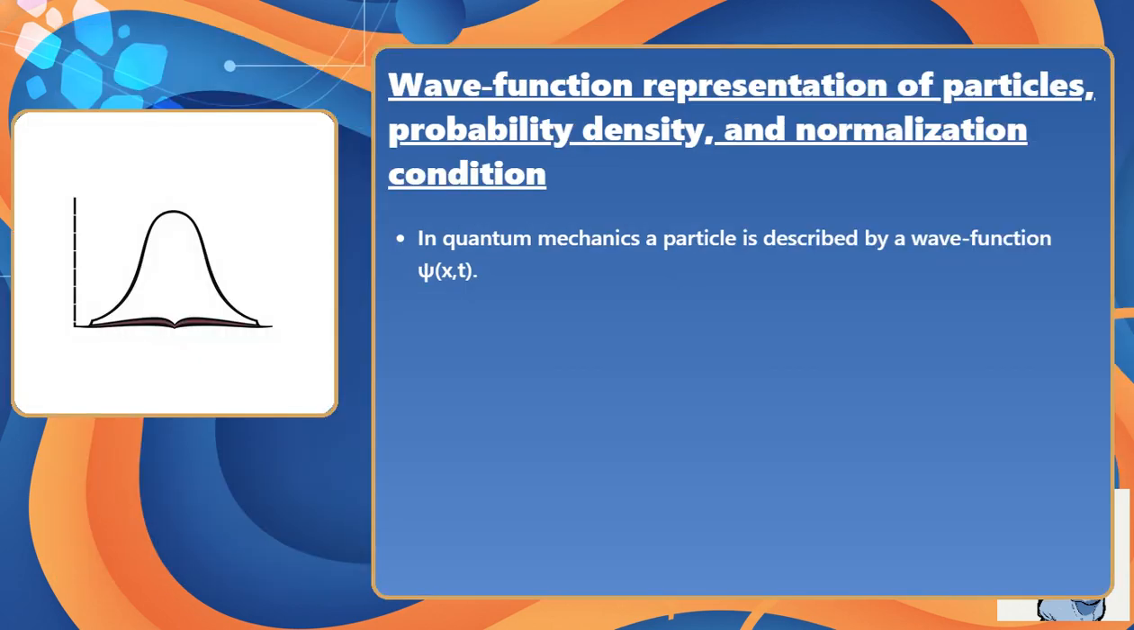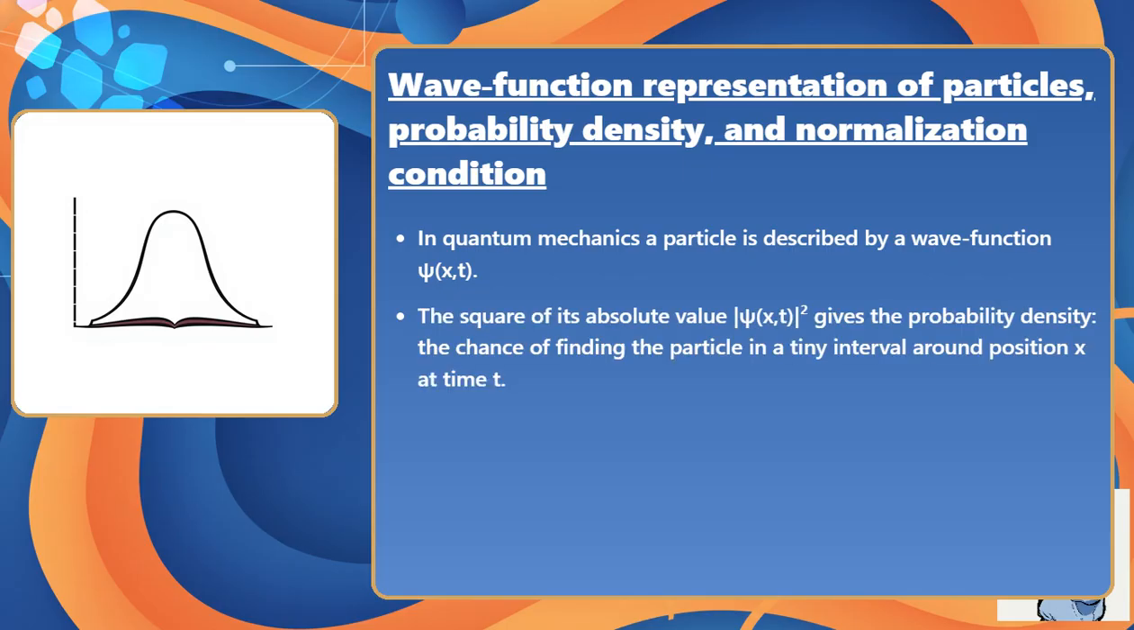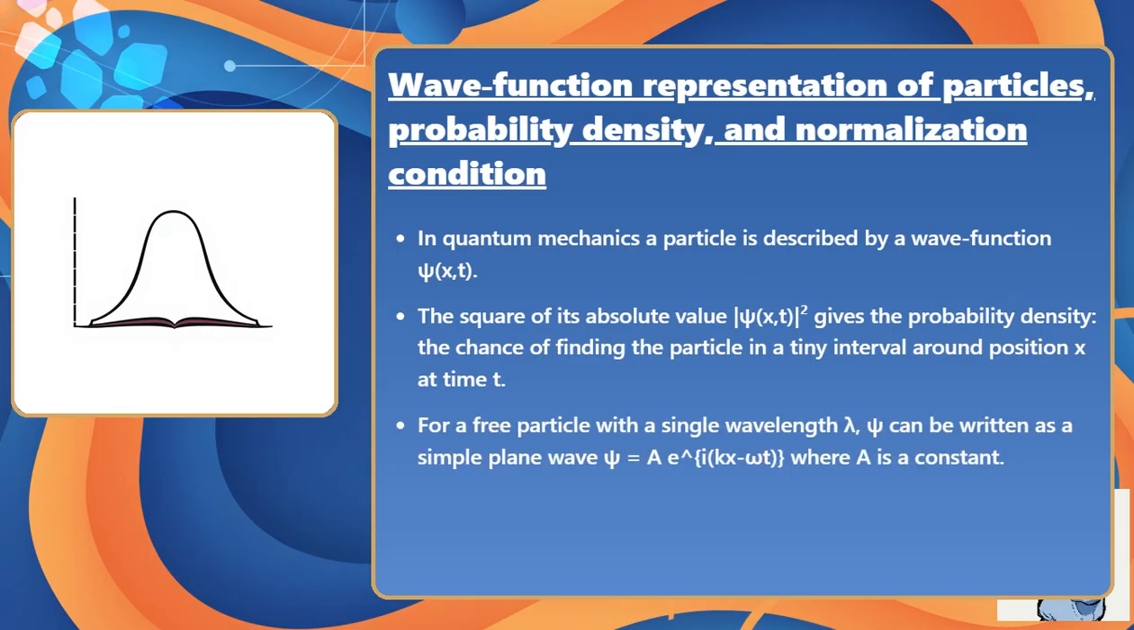In quantum mechanics, a particle is described by a wave function psi of x, t. The square of its absolute value, the absolute value of psi of x, t squared, gives the probability density, the chance of finding the particle in a tiny interval around position x at time t. For a free particle with a single wavelength lambda, psi can be written as a simple plane wave.